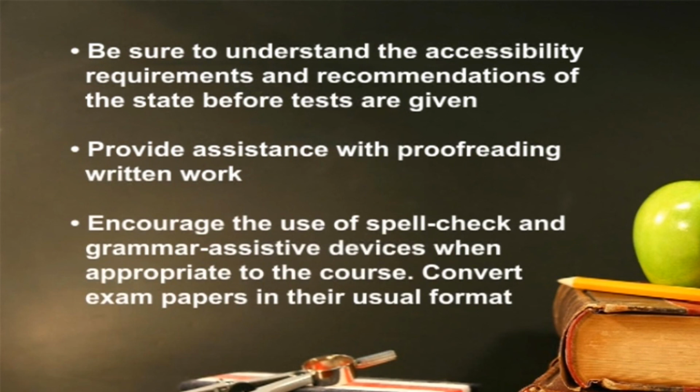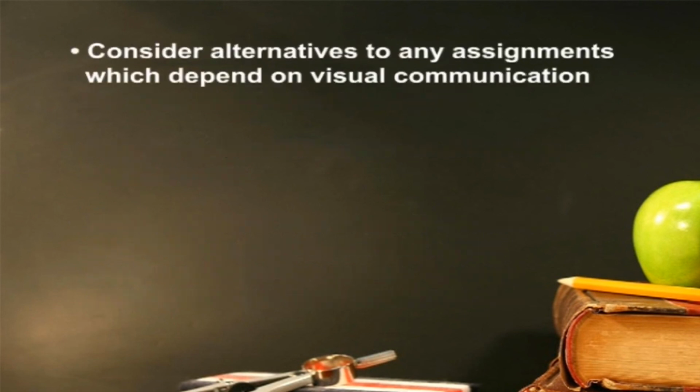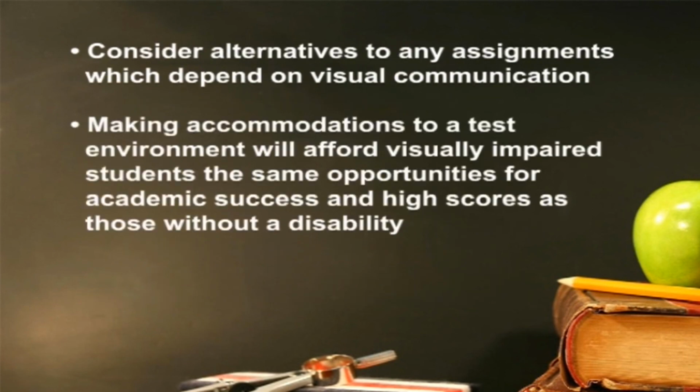Convert exam papers from their usual format. Consider alternatives to any assignments which depend on visual communication. Making accommodations to a test environment will afford visually impaired students the same opportunities for academic success and high scores as those without a disability. It is important to check with the student to see what arrangements need to be made in order for them to complete their test efficiently.